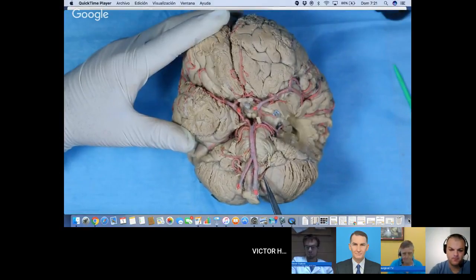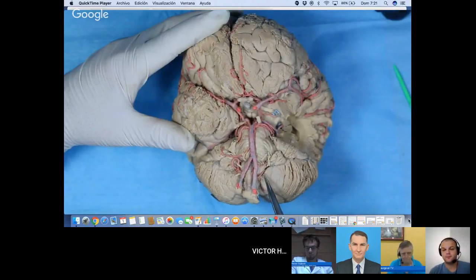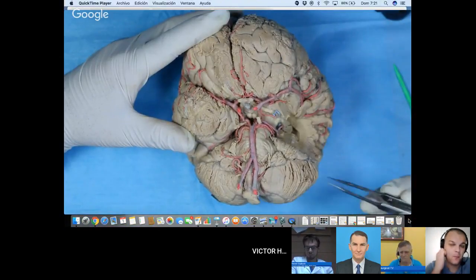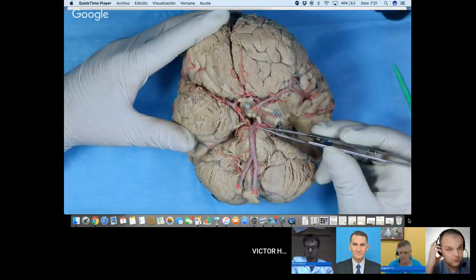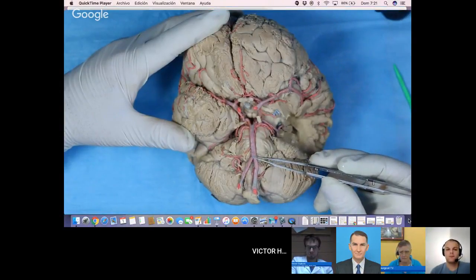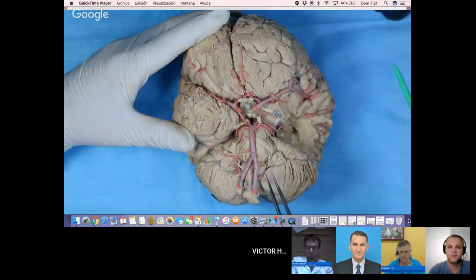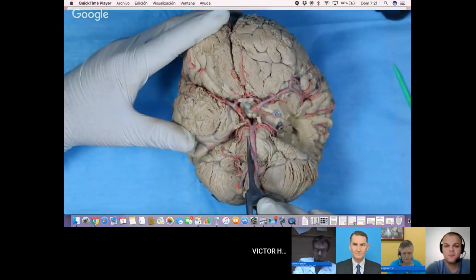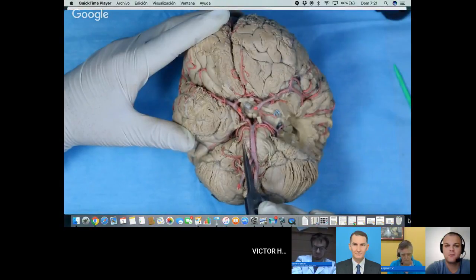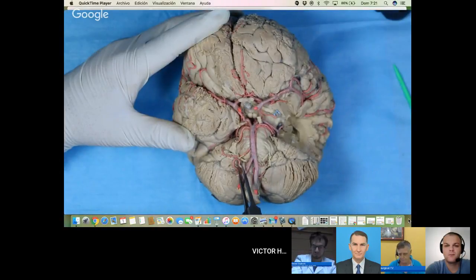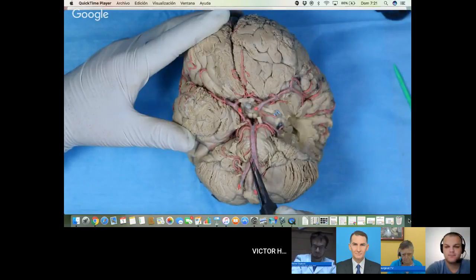On the left side, we have the posterior inferior cerebellar artery, basilar artery, and its branches. The anterior inferior cerebellar artery. Anterior inferior cerebellar artery.